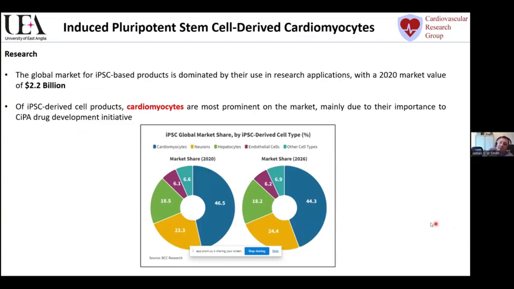So if you look at the cell types that are currently being used from iPSCs, three main cell types dominate the market, and it's predicted to continue in that fashion. So these are the cardiomyocytes, the neurons, and the hepatocytes. And of these, you can see the cardiomyocytes have the dominant share of the market. And this is mostly due to their power in drug development initiatives. So looking for potential harmful cardiotoxic side effects, and also in the discovery of new drugs with therapeutic potential.